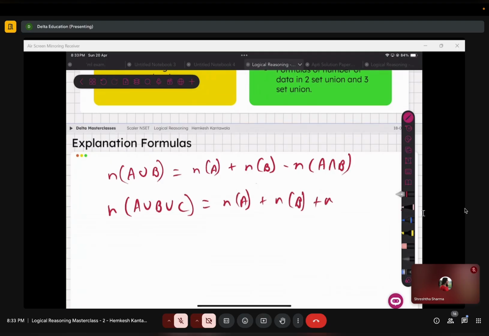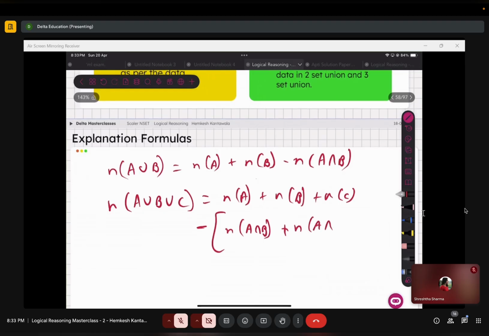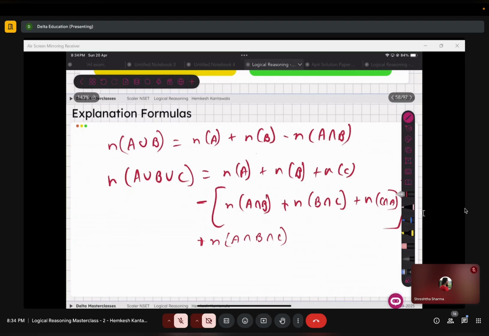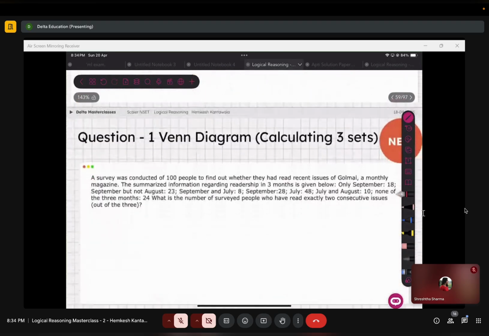Now similarly for three sets, A union B union C, it would be n of A plus n of B plus n of C, minus the whole of n of A intersection B plus n of B intersection C plus n of C intersection A, plus n of A intersection B intersection C. Simple. Yeah, so these are the formulas, I think. So no need to remember these formulas. Also, we could do it directly.